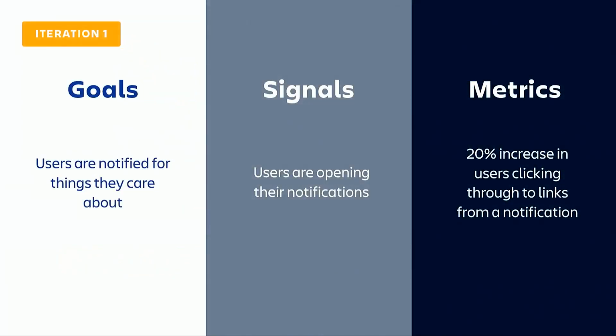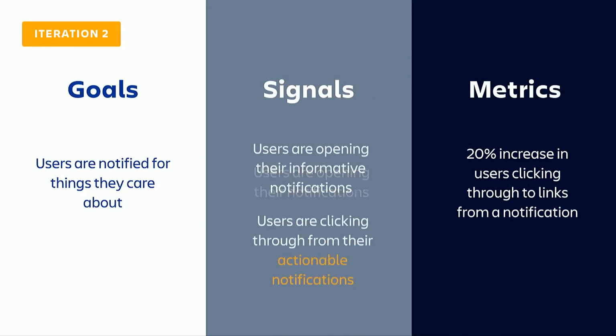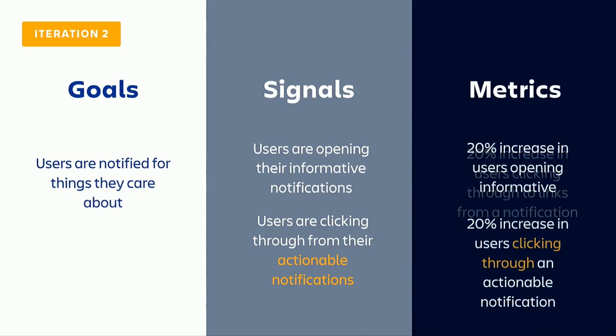There we go. So with this, we went back to our goals, our signals, and our metrics, and we ended up splitting our signal into 2, from users simply opening their notifications to users opening their informative notifications and users clicking through from their actionable notifications. Our metric also evolved from a 20% increase in user click-through as an indicator of success to an increase in users opening informative emails, and an increase in users clicking through from an actionable email to measure success.